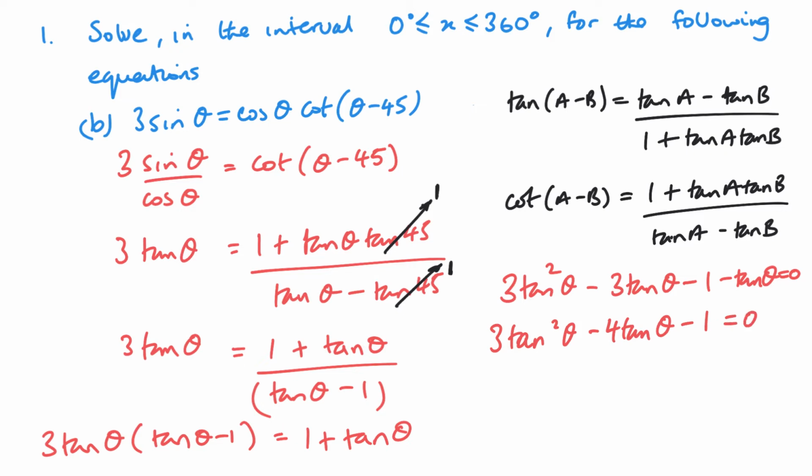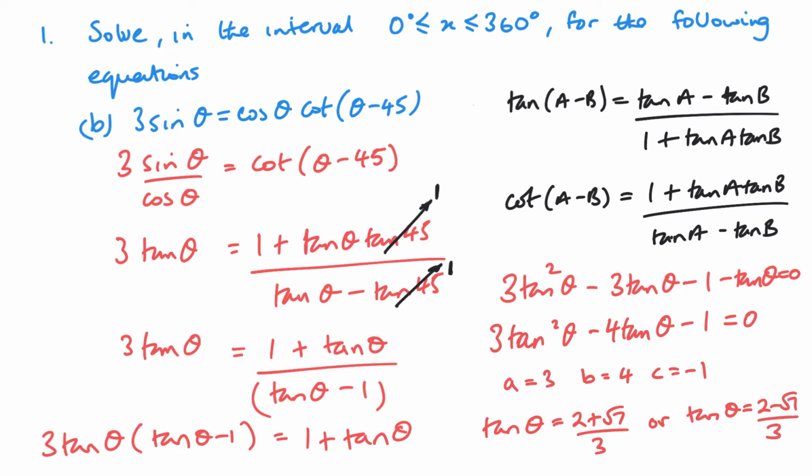Now when we get a problem like this where we can't factorize, what we need to do is use the formula. So if we're thinking of the quadratic formula, A would be 3, B would be -4, and C would be -1. And when I substitute these in, I get that tan theta is equal to 2 plus root 7 over 3, or tan theta equals 2 minus root 7 over 3. I'll just make some room to finish this question.